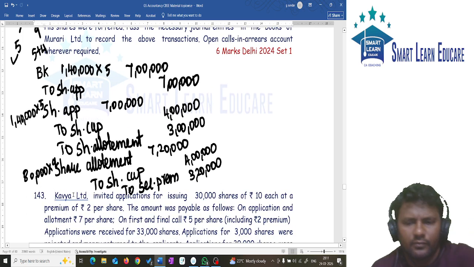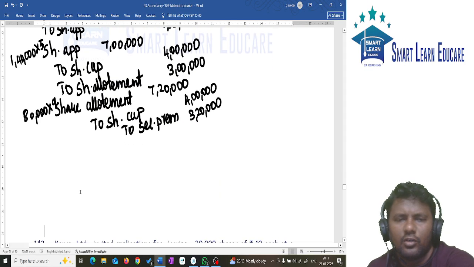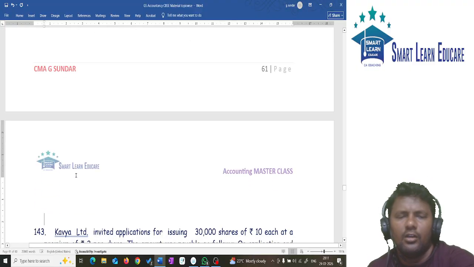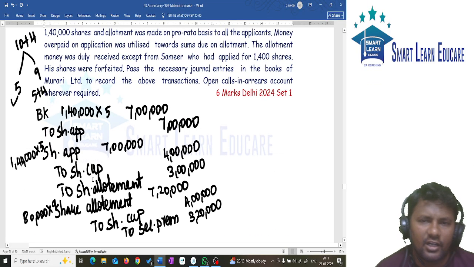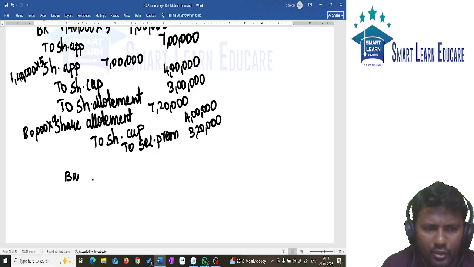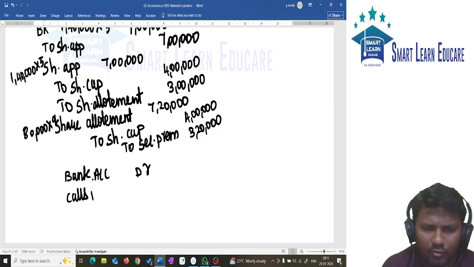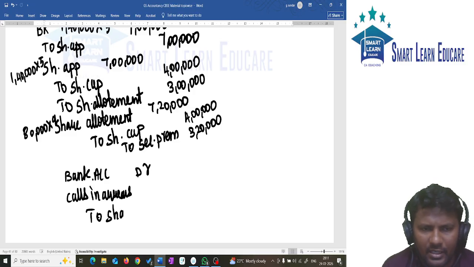Next, what is the next one? Receipt of share allotment. What is the entry for receipt of share allotment? Bank account debit, calls in arrears account debit. Because we have one person who has not paid the money, so we should use calls in arrears account debit to share allotment.